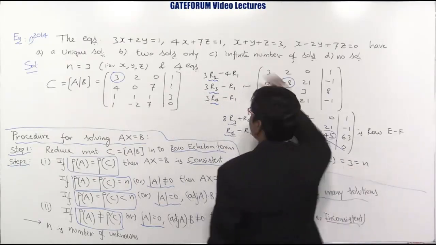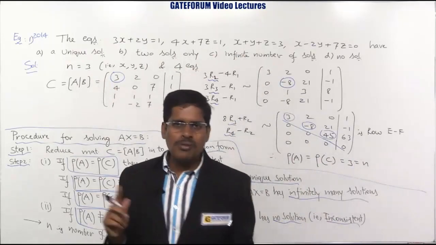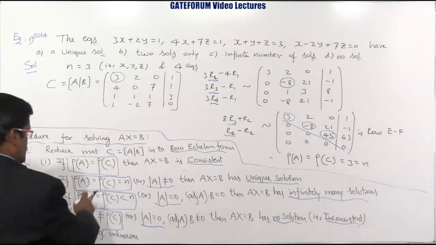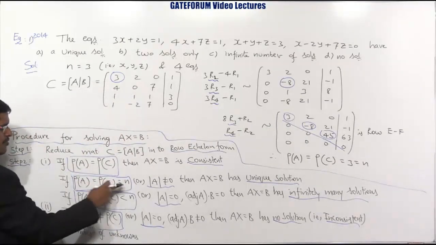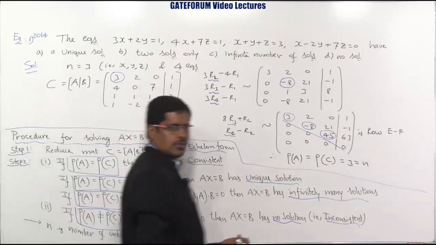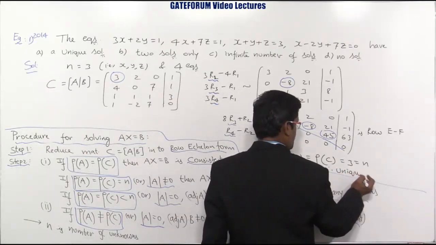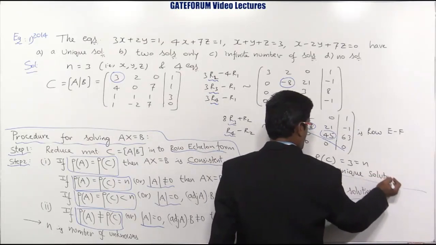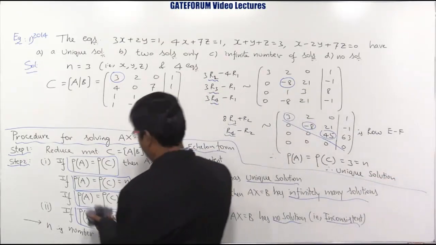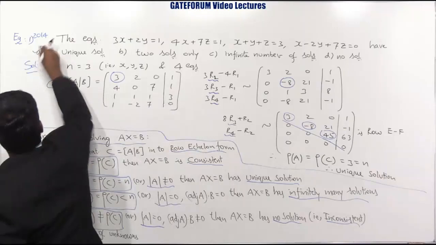Rank A is equal to rank C is equal to 3. This 3 is equal to the n value 3. So both ranks are equal to n. This is step 1. Step 2: if rank A is equal to rank C is equal to n, then the equations have a unique solution. Therefore, unique solution. So accordingly, the answer is option A. Copy it.